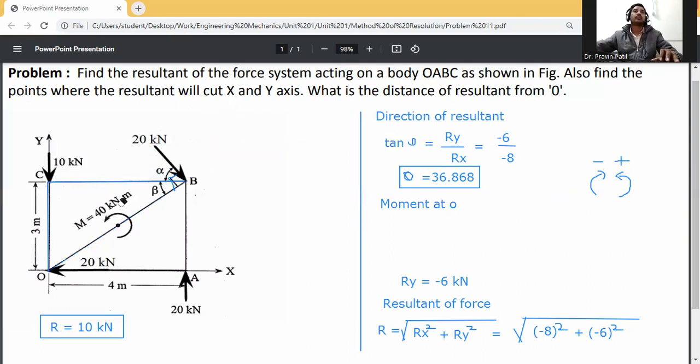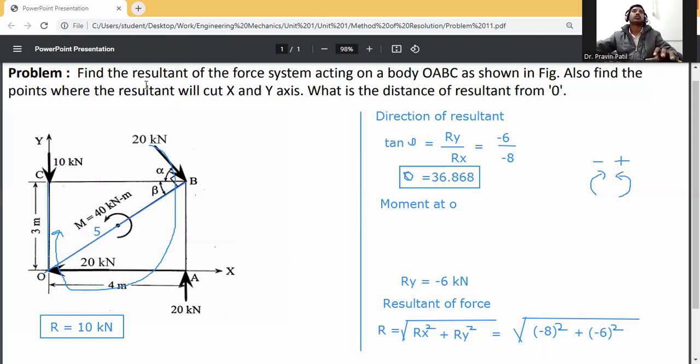So first of all, moment at O. That 10 kilonewton load is rotating in the clockwise direction. Okay, so how much is the perpendicular distance? This distance, the perpendicular distance O to B, is actually 5 meter. How is it 5 meters? By using Pythagoras theorem, 3 square plus 4 square.